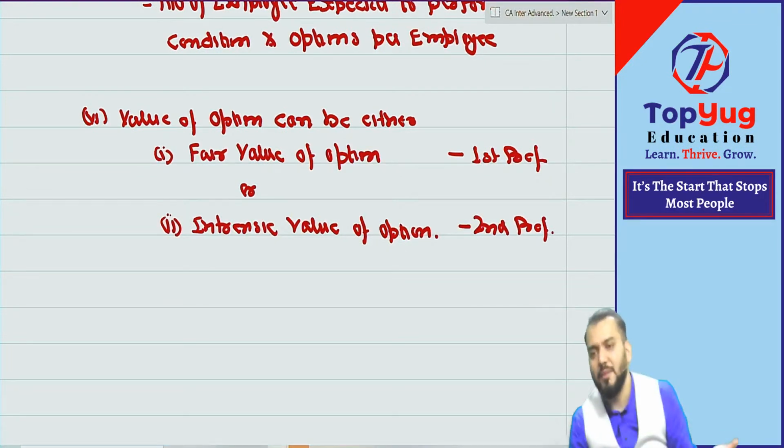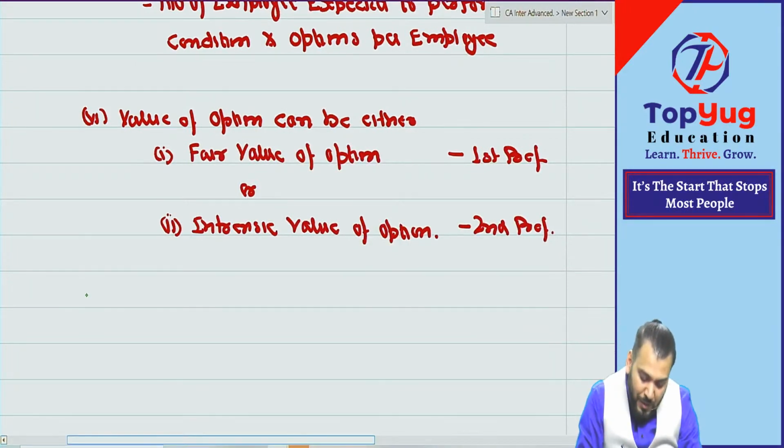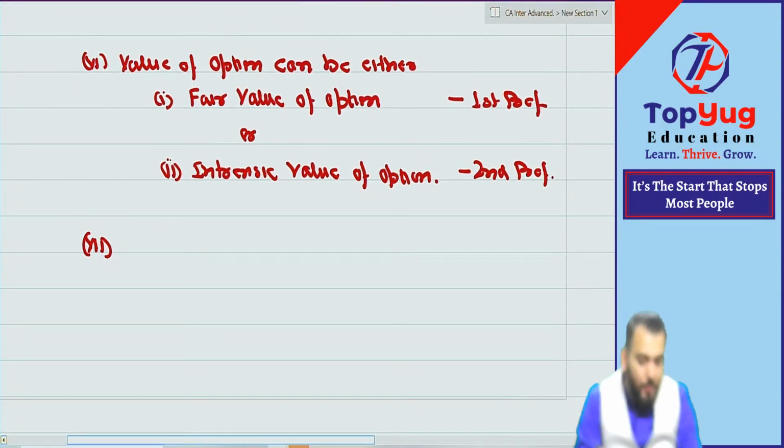You have understood intrinsic value of option. We have not yet discussed fair value of option. So give me some time. We'll discuss fair value of options also. Till the time being, don't think about fair value right now. Okay. So write down point number 7. Intrinsic value of option.